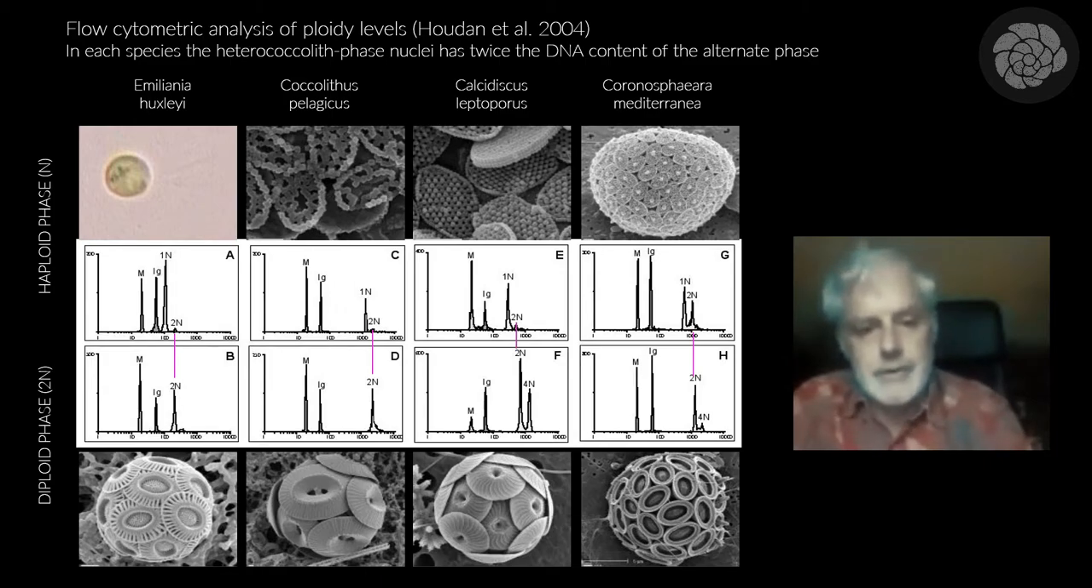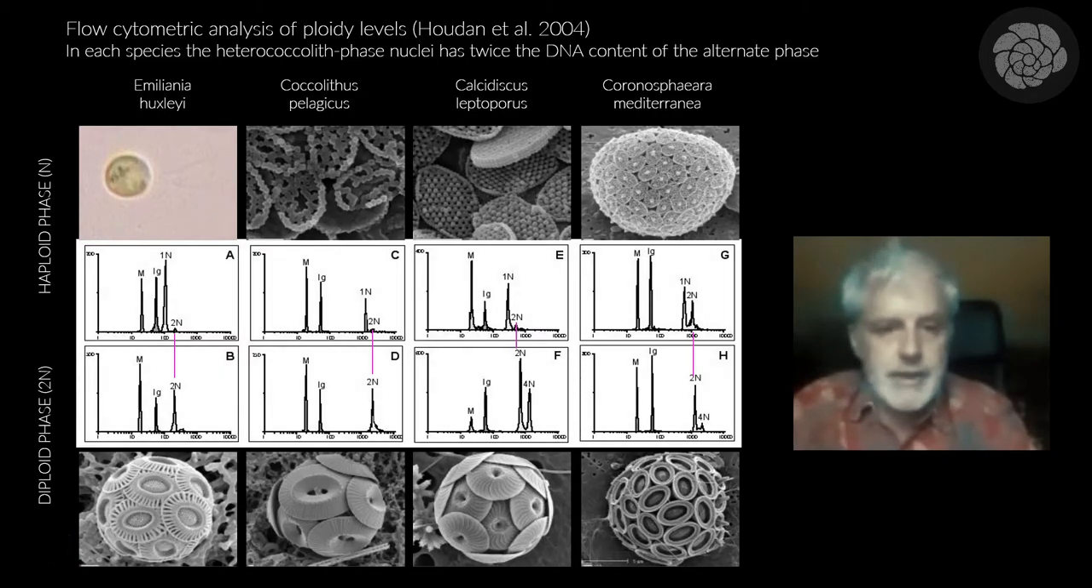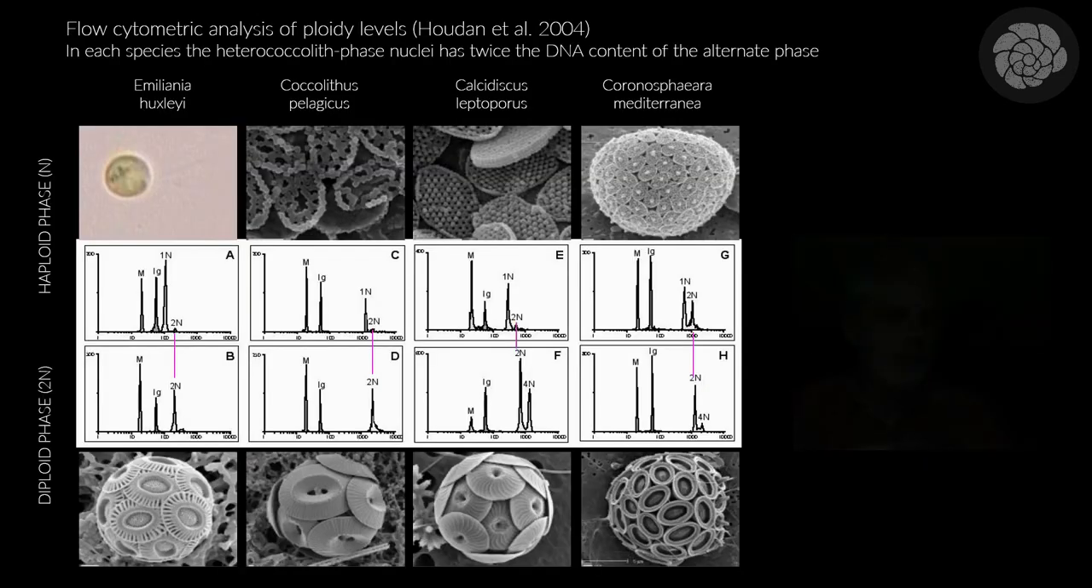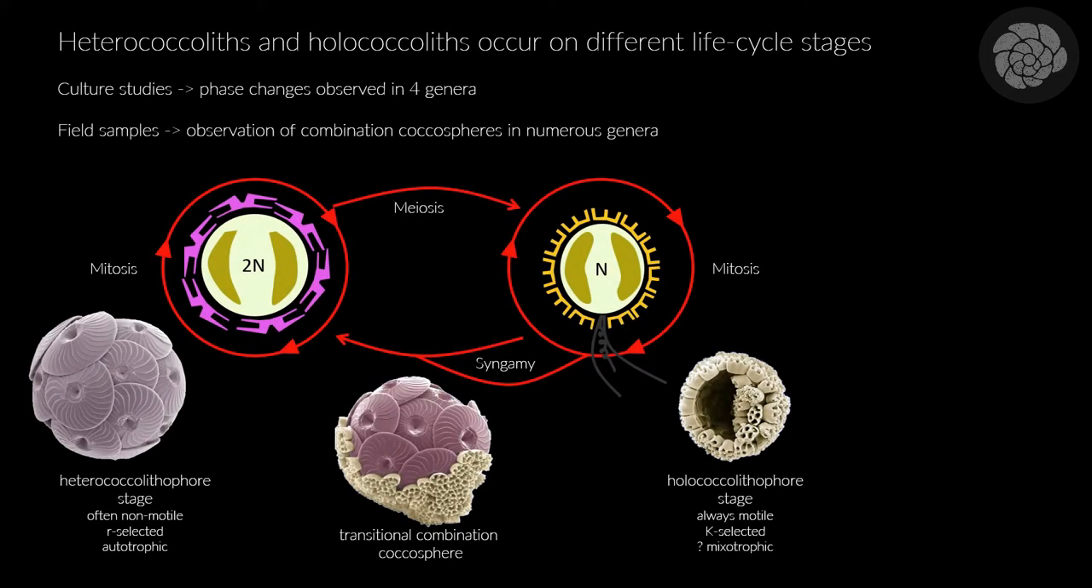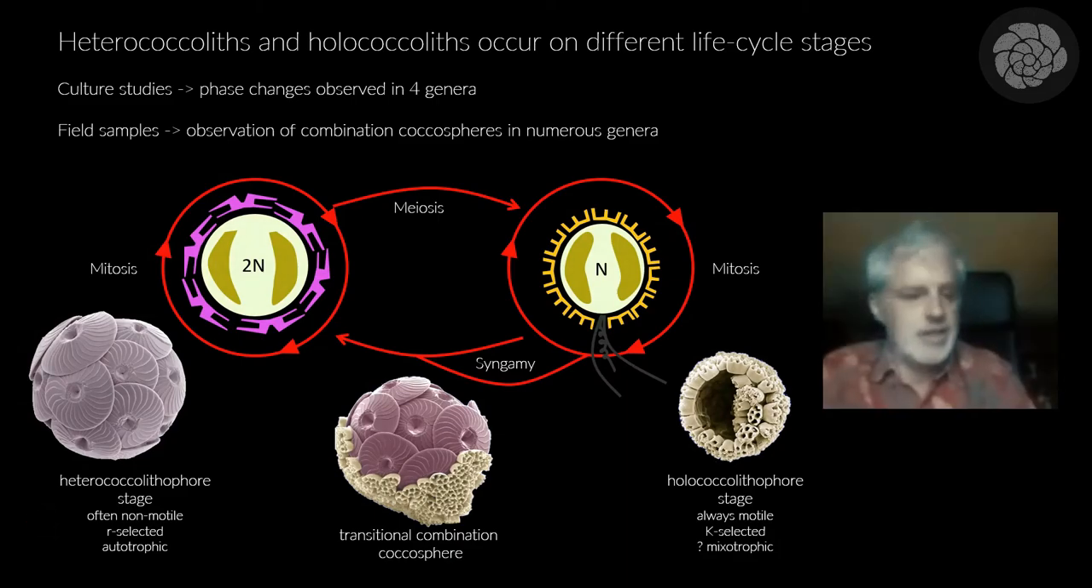And then what you can do is measure the amount of DNA inside the cells. What we find is that the heterococcolith phases have double the DNA of the holococcolith phases. So this is the haploid phase with one set of chromosomes, as opposed to the diploid phase with two sets of chromosomes. That's the summary diagram. The diploid phase produces the heterococcolith, and it will carry on growing asexually, happily, in the case of something like Calcidiscus, for years and years in culture, until for some reason it changes, and it then undergoes meiosis and produces the haploid cells, which produce the holococcolith, and again they will reproduce asexually for ages. So you've got two separate stages of the life cycle, and then just occasionally we find the transitional coccosphere.